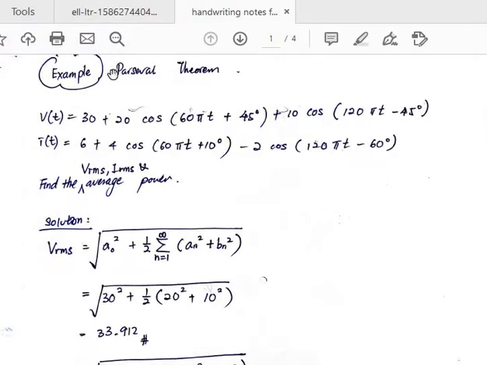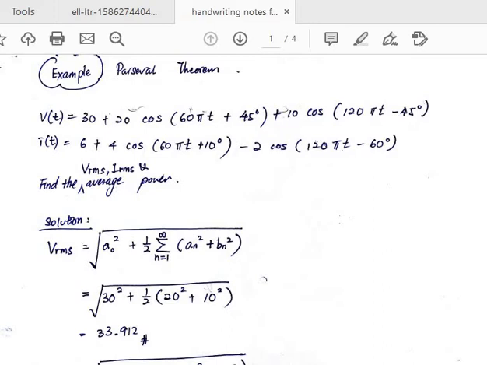Now let's look at an example for Parseval's theorem. Let's say v(t) is 30 plus 20 cos(60 pi t plus 45 degrees) plus 10 cos(120 pi t minus 45 degrees), and i(t) is 6 plus 4 cos(60 pi t plus 10 degrees) minus 2 cos(120 pi t minus 60 degrees). You need to find the V RMS, I RMS, and the average power.